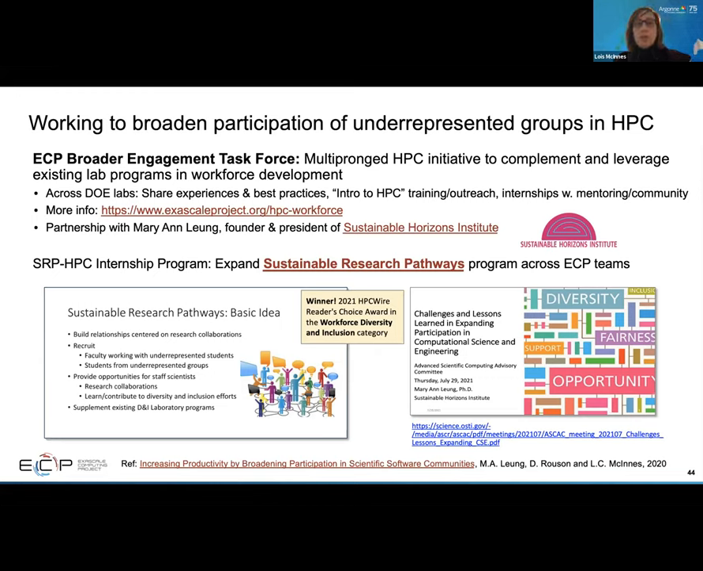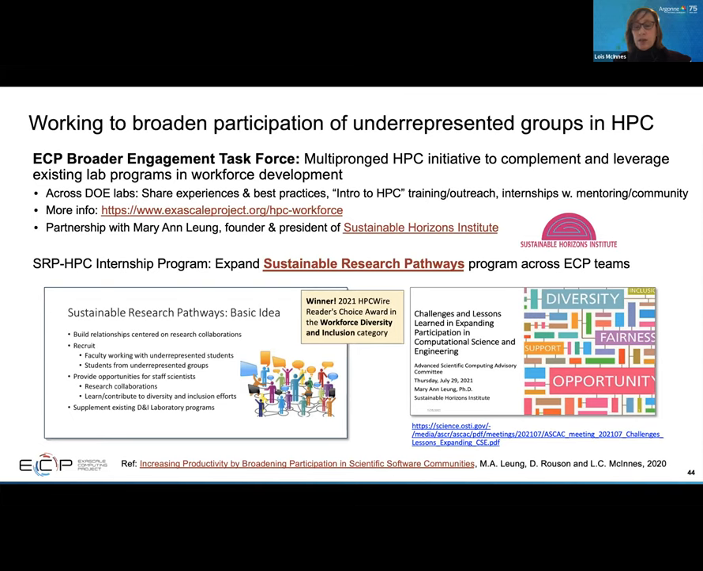We're working both to help change culture across our community and to also create some accessible materials on introductory, getting started with HPC type materials, as well as working on an internship element in collaboration with Mary Ann Leung. So you may know that Mary Ann leads the Sustainable Horizons Institute, and she is indeed a well-recognized leader in our community who for many years has been pioneering approaches to broaden the communities who are involved in high-performance computing. And it's exciting that the Sustainable Research Pathways Program that she has pioneered won the 2021 HPCwire Readers' Choice Award in Workforce Diversity and Inclusion.